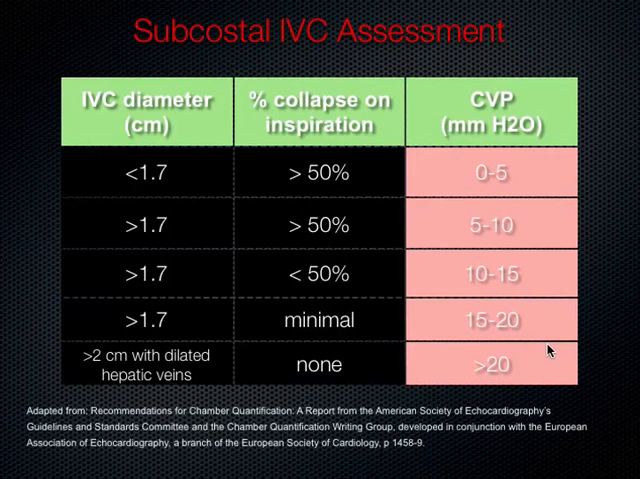And then finally, if it's more than 2 centimeters, and you can even now see the hepatic veins that are dilated, this is a very plethoric or full IVC. Obviously, it's not going to collapse much on inspiration, and then the CVP is said to be very high, greater than 20. And even patients who have high CVPs can actually be quite hypotensive.